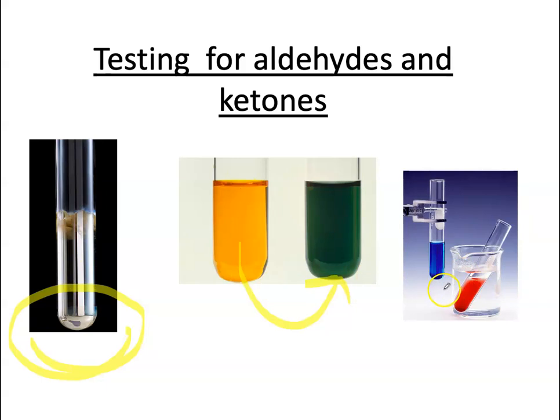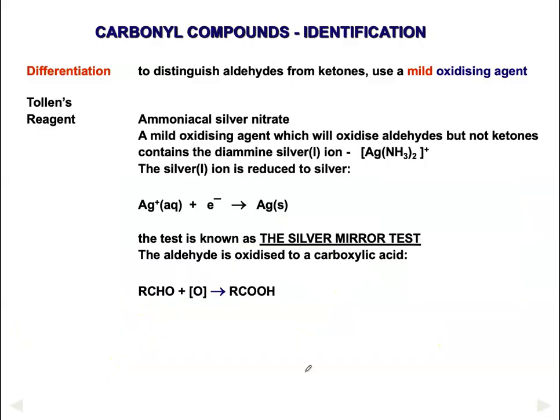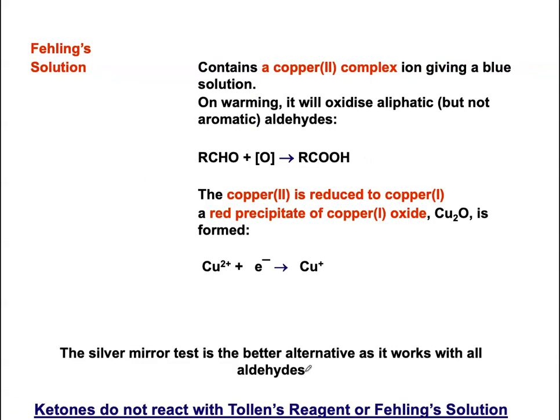And the third test is this one, which is with Fehling's solution. Fehling's solution is blue, as you notice here. When you add an aldehyde to this, you will see a brick red precipitate with an aldehyde and nothing with a ketone. On the slide here, you can pause the video and read about the tests. Again, I'm not spending too long on the tests.